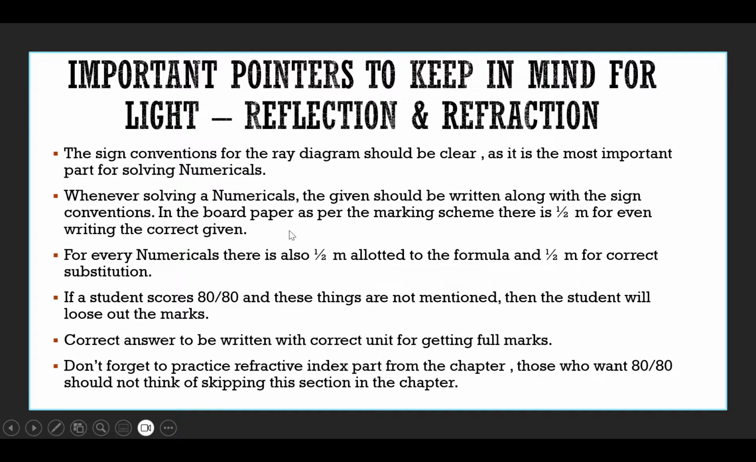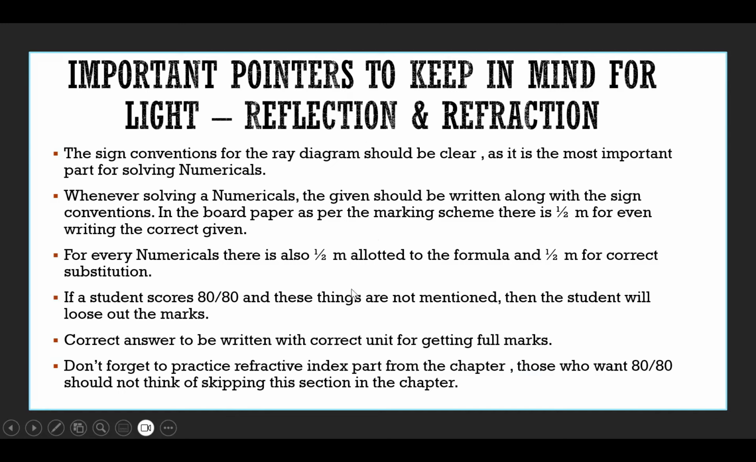In the board paper, as per the marking scheme, there is half a mark allotted for writing the correct given as well, which means even if you don't know how to solve the question, if you're just able to write what is given, what is the formula for the question, and show the correct substitution, you will get 1.5 marks, even if it is a 2 mark question. Specifically, if you're targeting 80 on 80, then these points should not be left out.